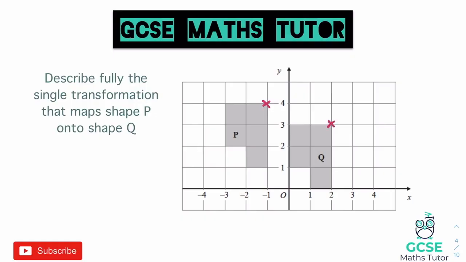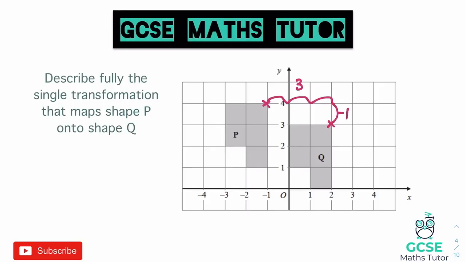Now let's have a look how we get there. From P to Q, we'd have to go right, 1, 2, 3, so that's 3 to the right, and then 1 down. There we go, so 3 to the right and 1 down, and we could even put a -1 there, as we know that 1 down is going to be a minus. So in order to write out our description here, we are going to have to state what kind of transformation it is.